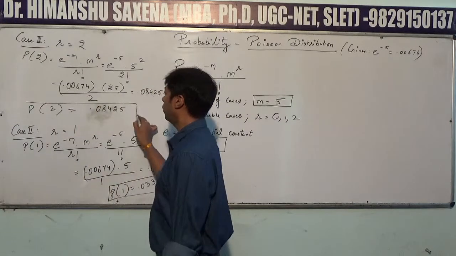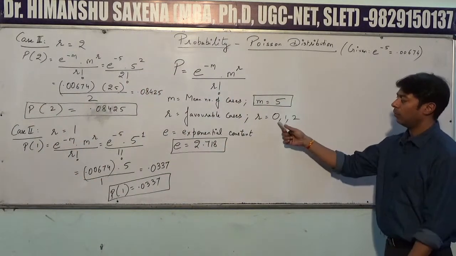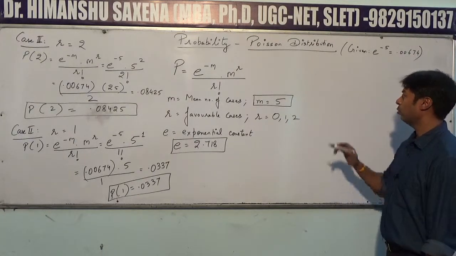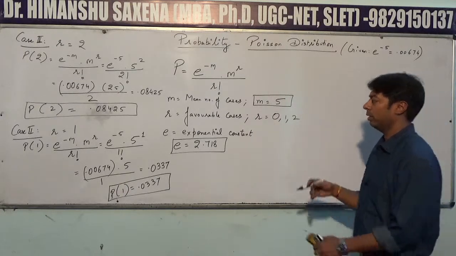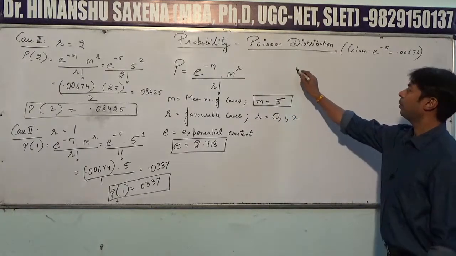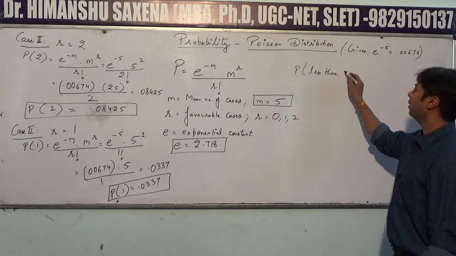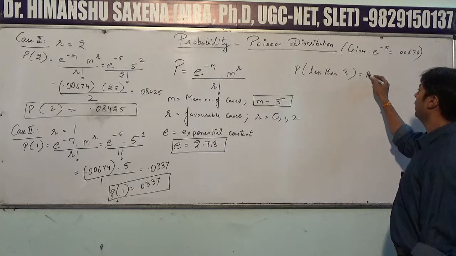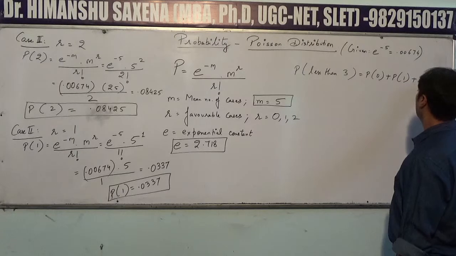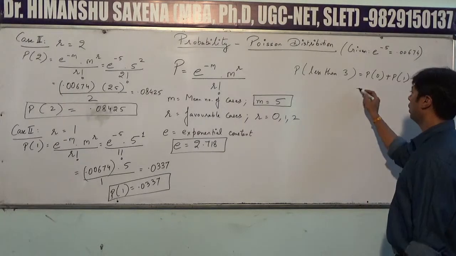Now we have calculated the probability of each of these cases when r is equal to 0, r is equal to 1 and r is equal to 2. Now we will have to take down the final answer, and how will we get it? See, probability of less than 3 birds is P0 plus P1 plus P2. So we will have to combine all the values.